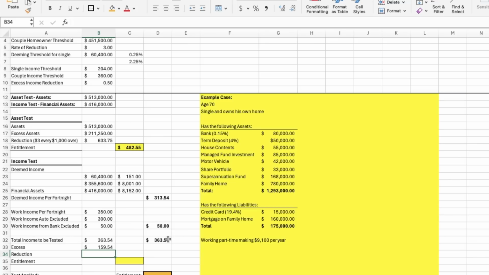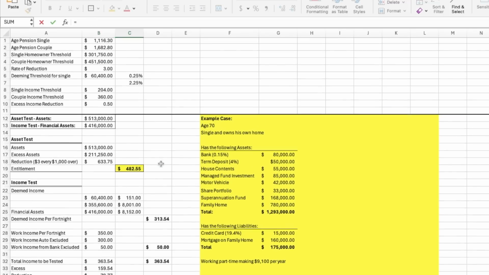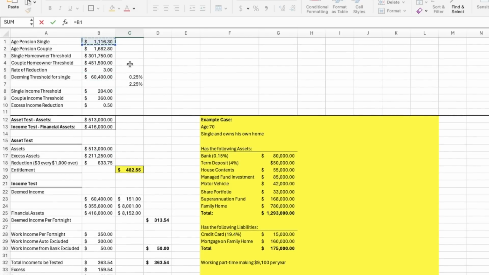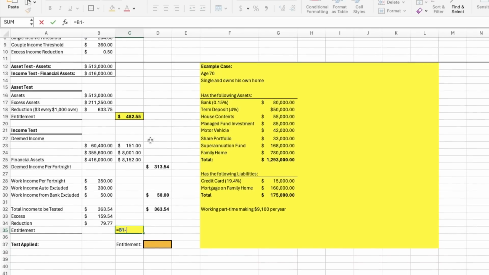159 excess, and each dollar over is reduced by 50 cents. So we can take that excess and multiply it by 50 cents, giving us a reduction in our age pension of $79.77, which means our entitlement under the income test will be, remember, our age pension payment starts, if there's 0 reductions for a single, at $1,116. It's different for a couple, but that's the amount for the single, minus our reduction, giving us an entitlement of $1,036.53.